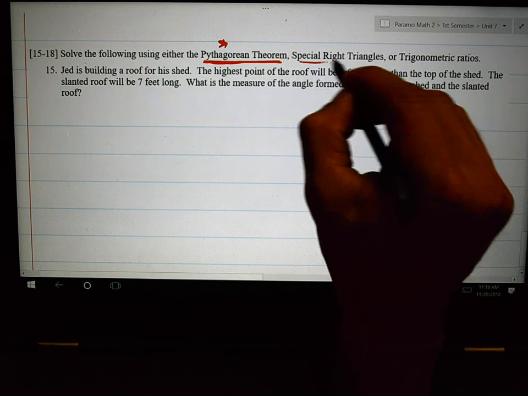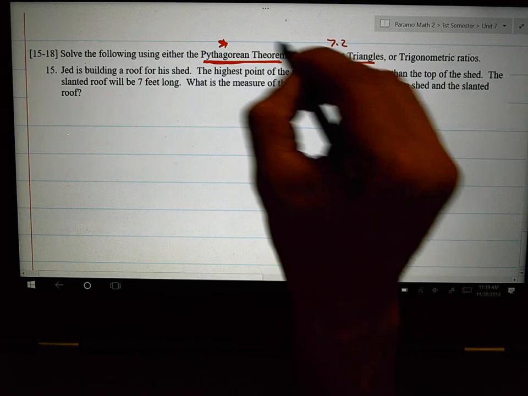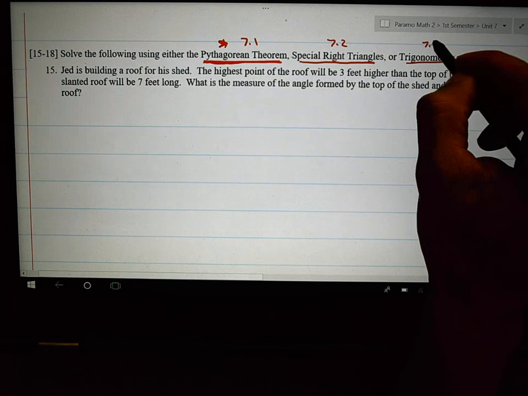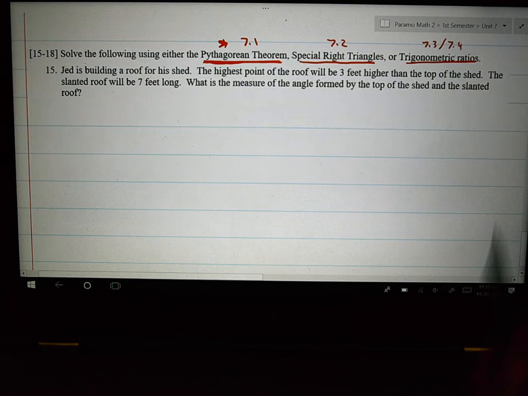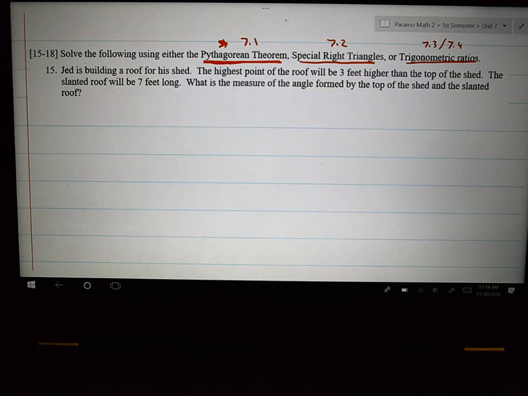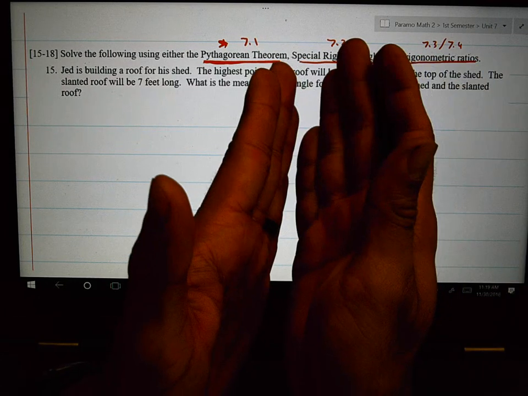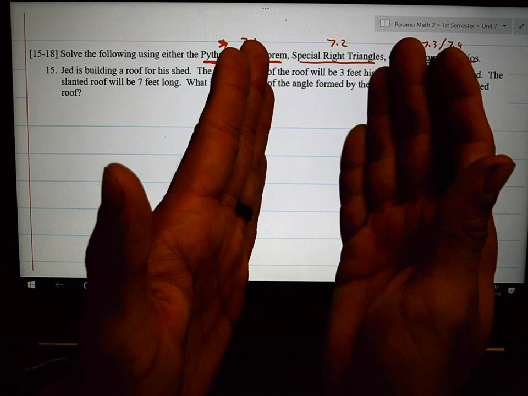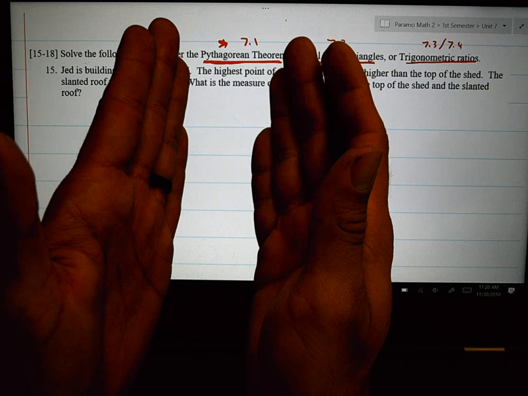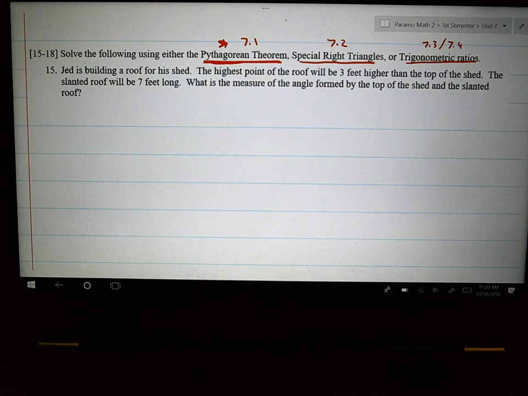Special right triangles, we learned that in 7.2. Or 7.3, 7.4. So don't just get into the mindset that you have to use trig. You can, but there are other tools available to you like 30, 60, 90, 45, 45, 90, or a squared plus b squared equals c squared. You can decide whatever's easiest for you.